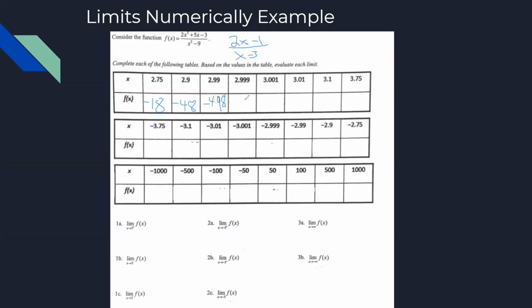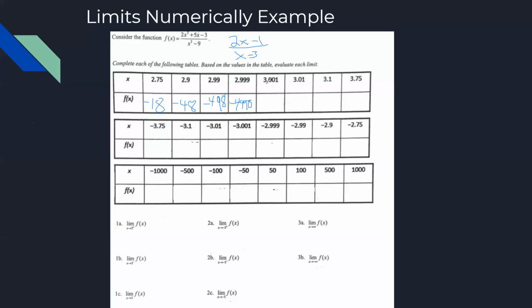So now we're going to do 2.999. So 2 times 2.999 minus 1 is equal to 4.998. 2.999 minus 3 is equal to negative 0.001. So 4.998 divided by negative 0.001 is equal to negative 4,998. So we can see that as it gets very close to 3, it's going to negative infinity.